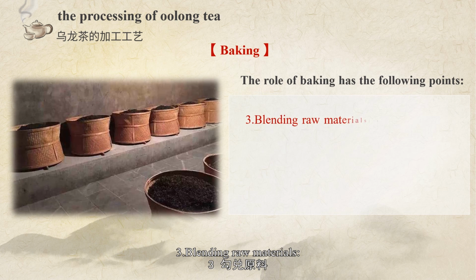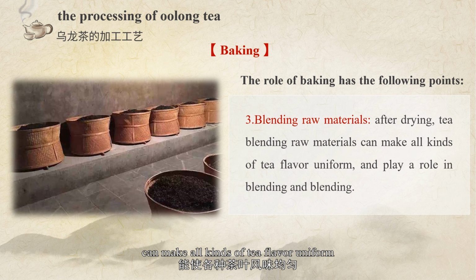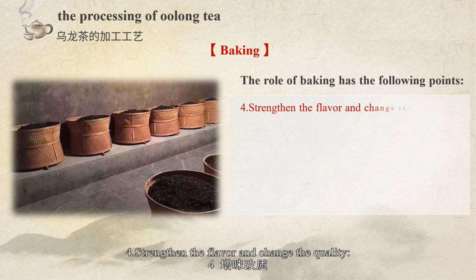Number 3. Blending raw materials. After drying, blending tea raw materials can make all kinds of tea flavor uniform. Number 4. Strengthening the flavor and changing the quality.